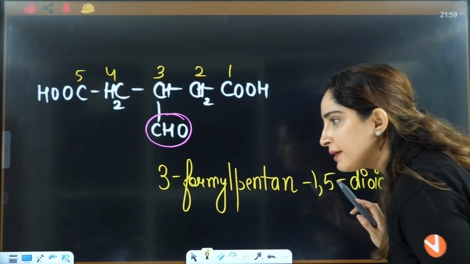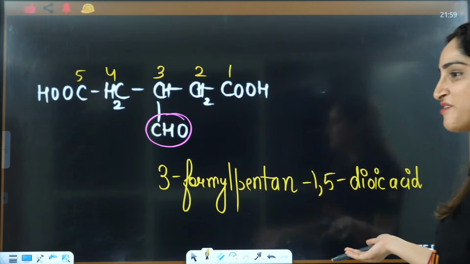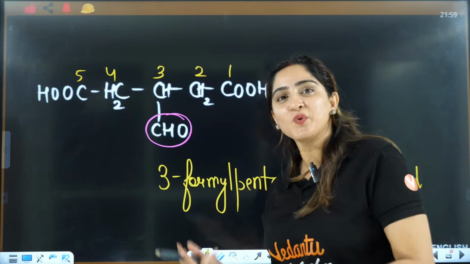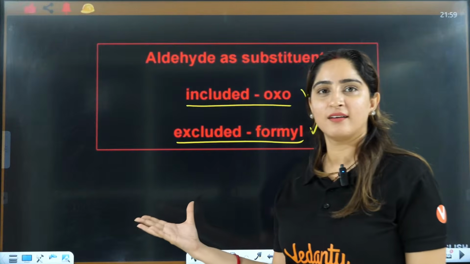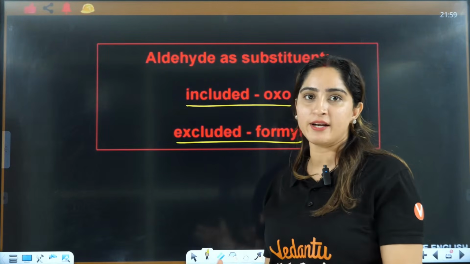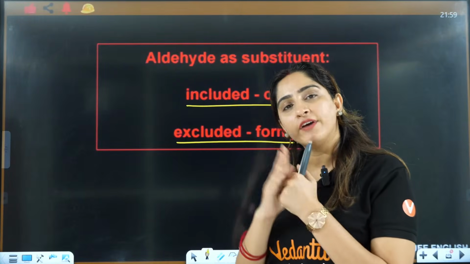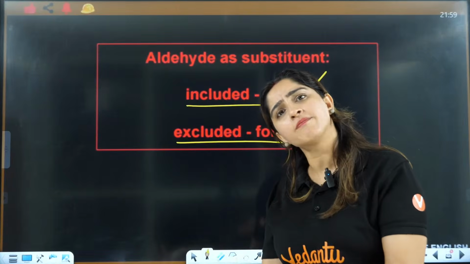Right? Okay. This is a rule. It is a rule from IUPAC. They have given us the rule. If CHO is included in the parent chain, then it will be oxo. If it is not included, then it will be formyl. Okay.